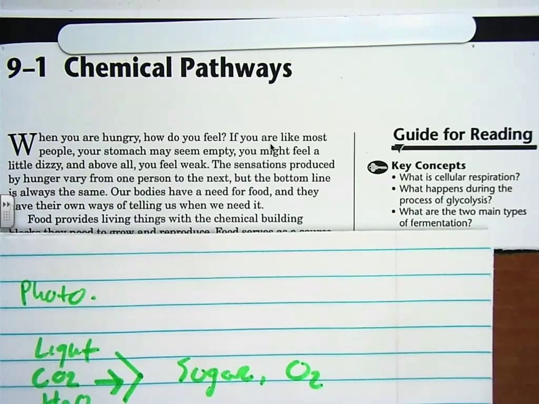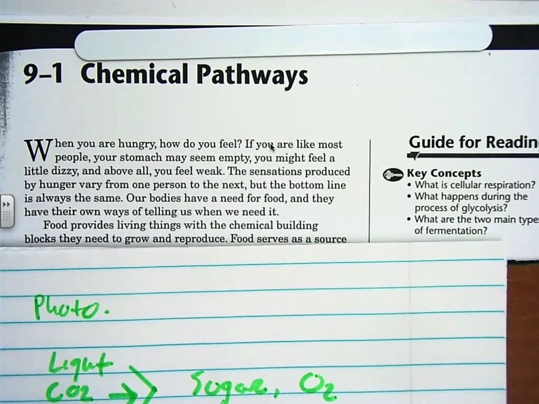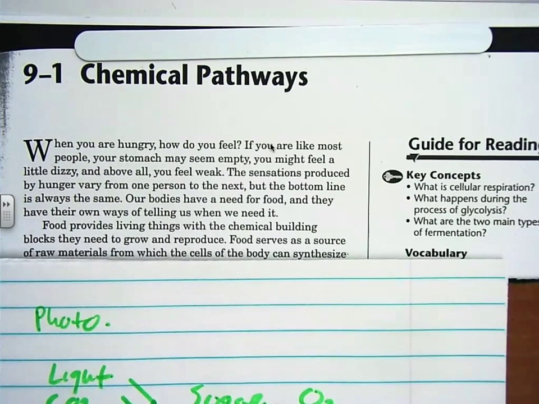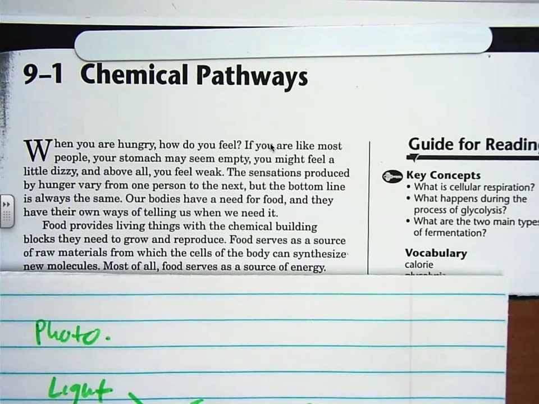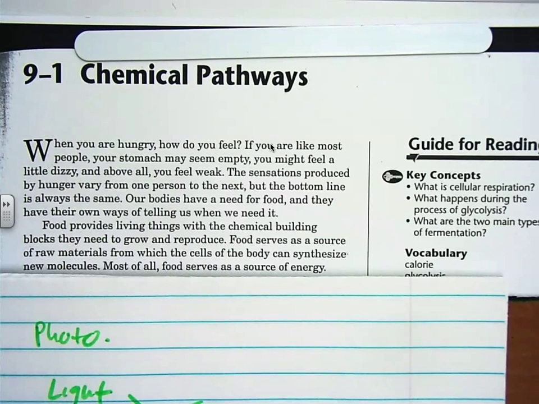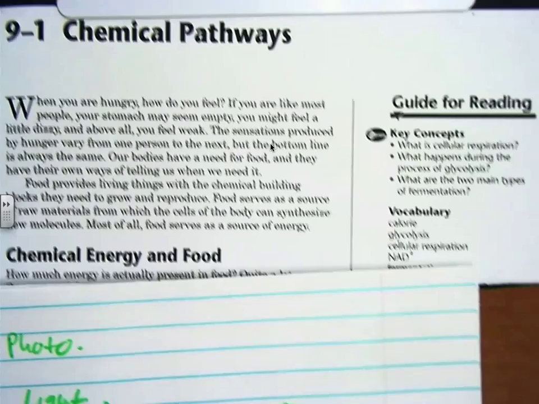Food provides living things with the chemical building blocks they need to grow and reproduce. Food serves as a source of raw materials from which the cells of the body can synthesize new molecules. Most of all, food serves as a source of energy. Okay? All right, that's our introduction.